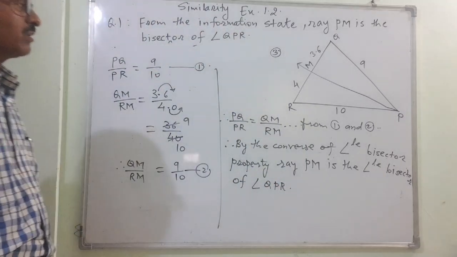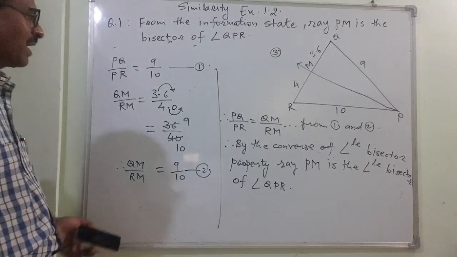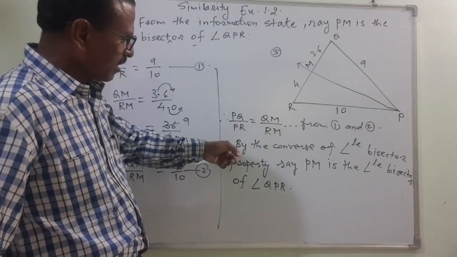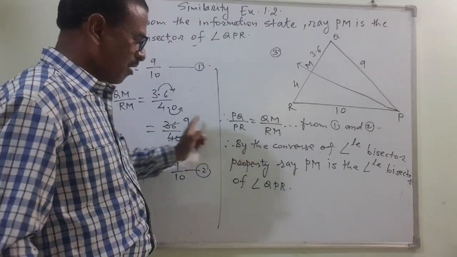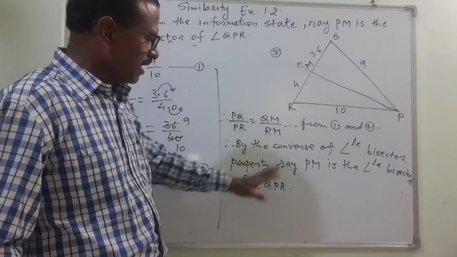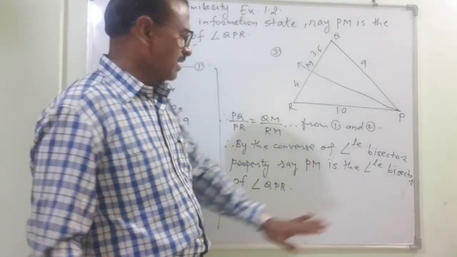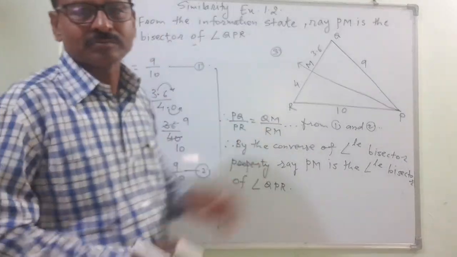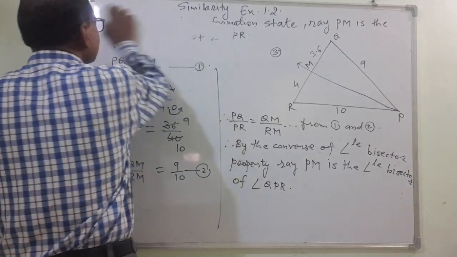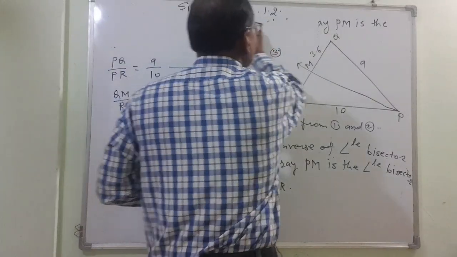This way, the first and the third one was same, and if it is not equal, then you will write here not equal, from 1 and 2. Therefore, by the converse of angle bisector property, Ray PM is not the angle bisector if this is not equal. So this way, this question I will complete. Hope you have understood this.